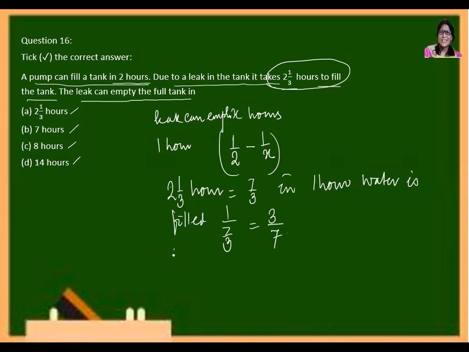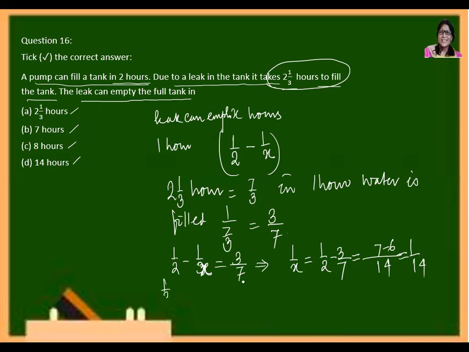Now according to the question, 1 by 2 minus 1 by x is equal to 3 by 7. So take 1 by x to the right side: 1 by 2 minus 3 by 7. So 14 is the LCM. It will be 7 minus 6, 1 by 14. So 1 by x is equal to 1 by 14. So how much is x? X is equal to 14 hours. So D is the answer.